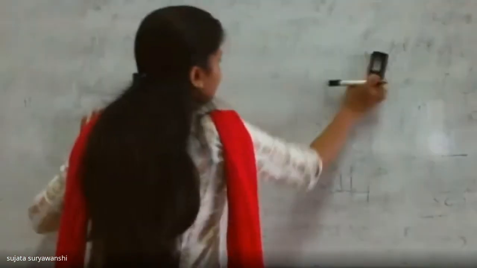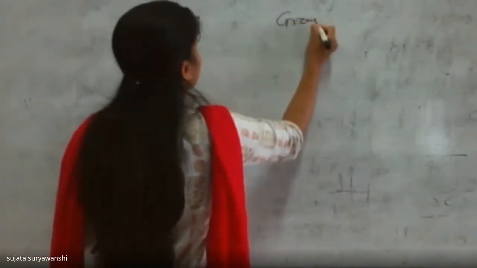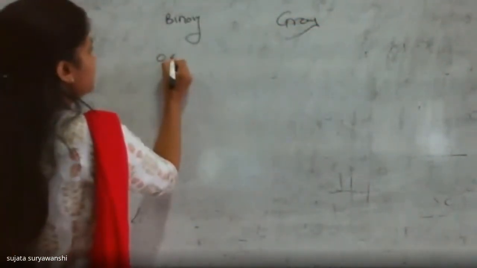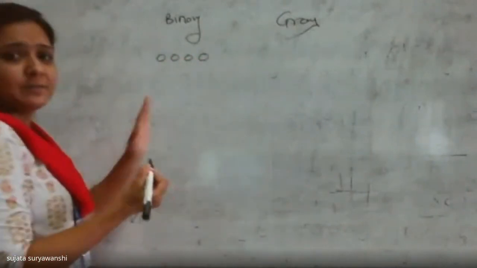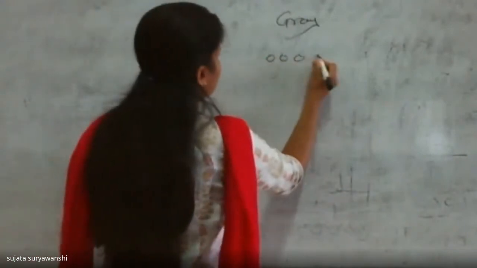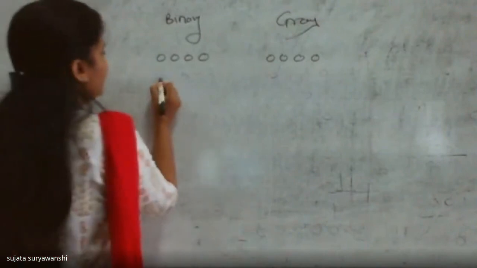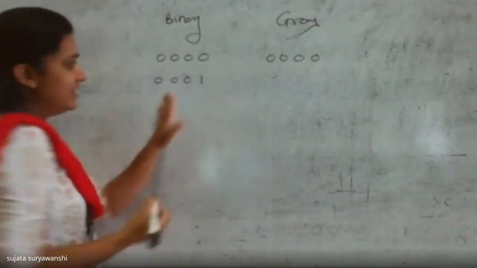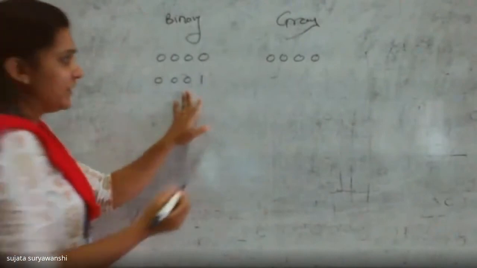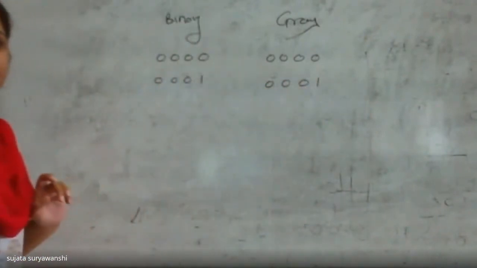Suppose again, if you want to write down binary and gray. Okay, so suppose 0 0 0 0. Binary of 0 and gray are same. So gray is also represented by 0 0 0 0. Now for 1, 0 0 0 1. This is the binary equivalent of 1. Now again 1 is also same in case of gray number.